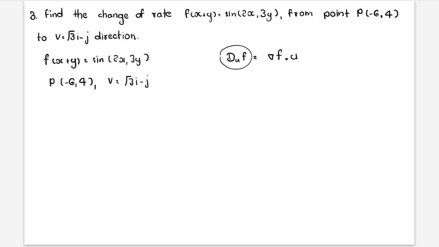We need to find this. So this u has to be the unit vector. Unit vector means its length is 1, right? So let's find out. b is 3 minus j, so it is equal to this, right? So we need to check, is this a unit vector or not? The unit vector is always 1, right?